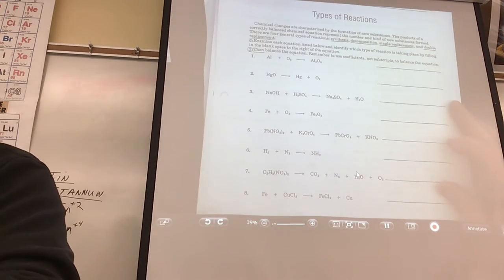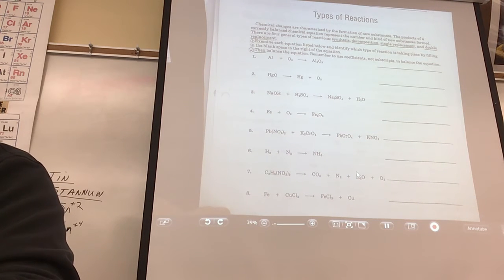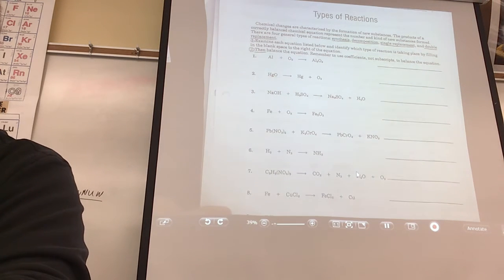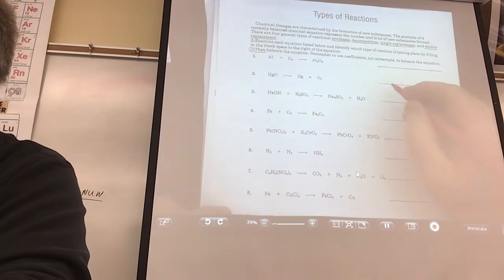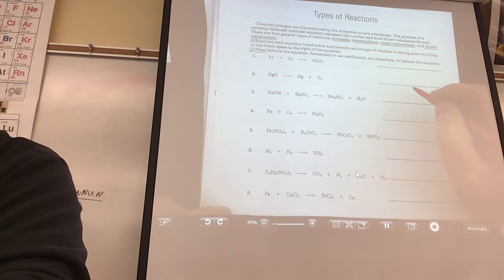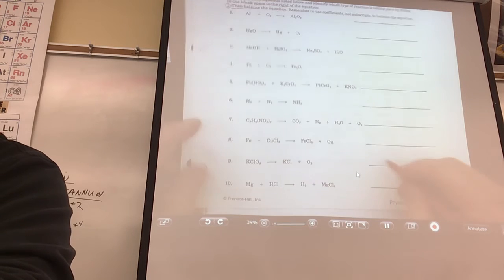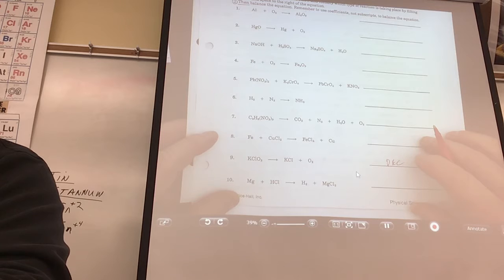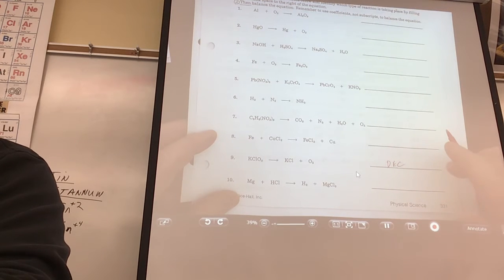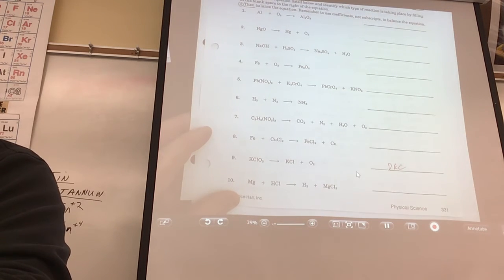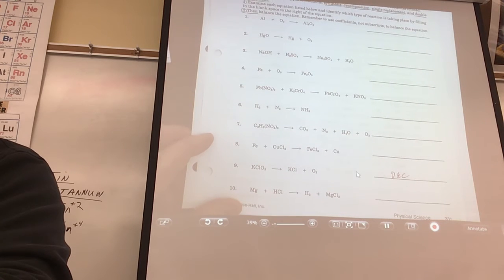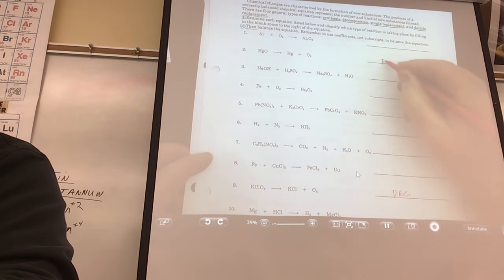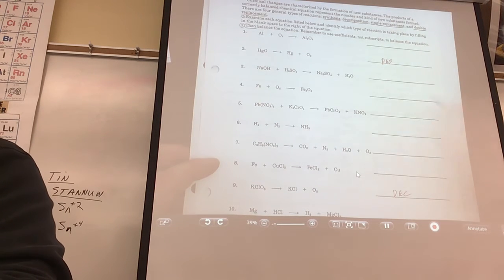Let's go to the next page. Let's flip it over here. Are there any decompositions over here? Number 2. Okay. Yes. What do you think, Zoe? All right, number 9. Yes. Okay, look at number 9. That's decomposition. Anybody else? Any other decompositions? Yes. Which one? Number 2. Yeah, I agree.